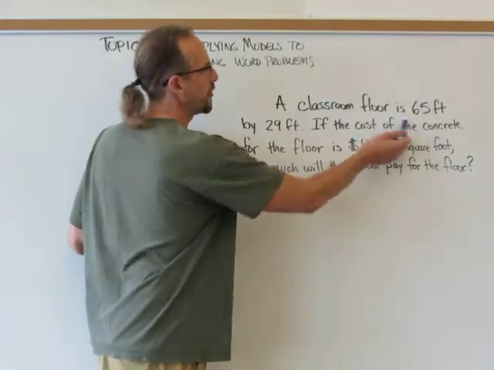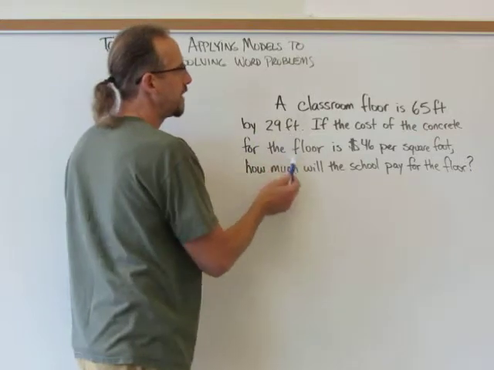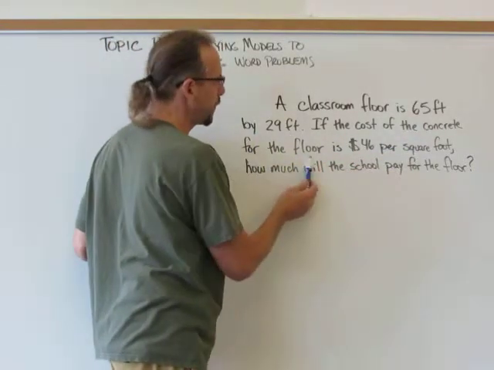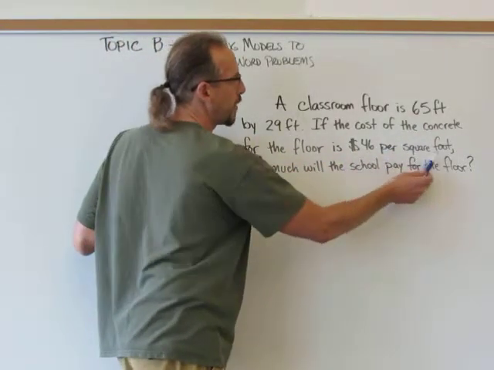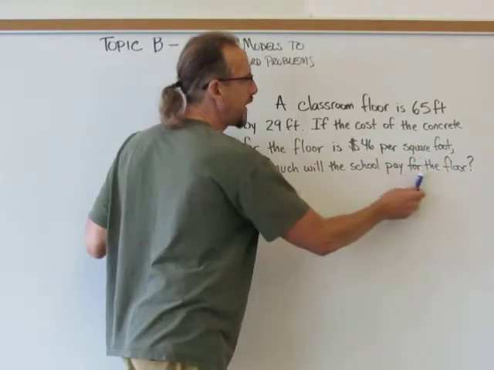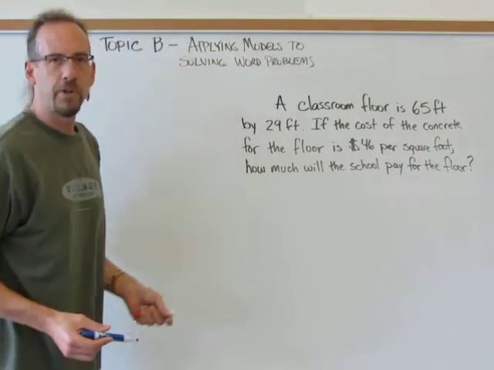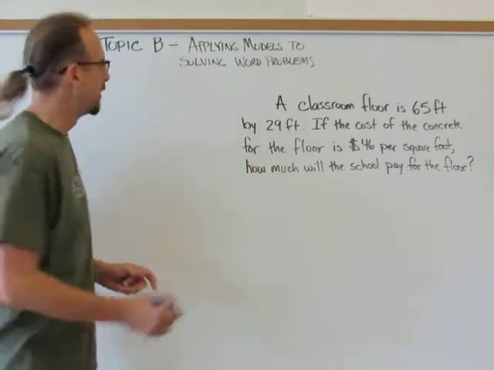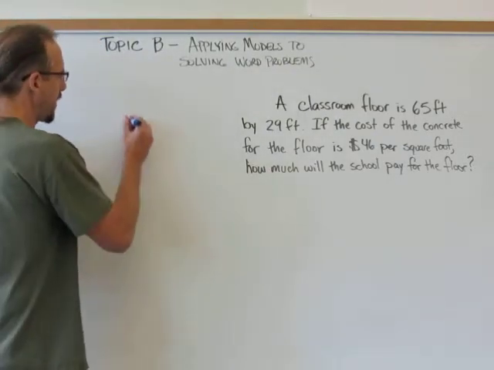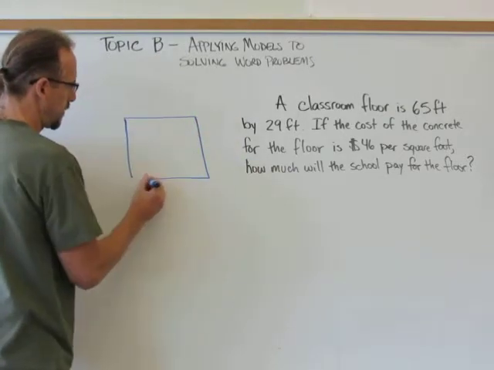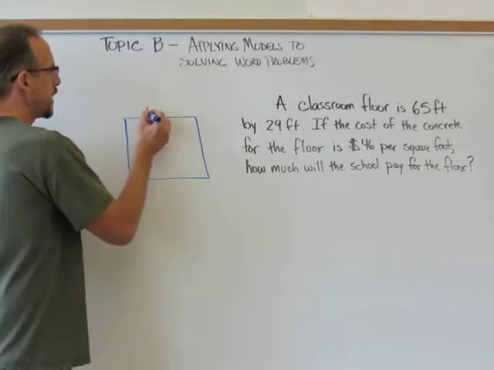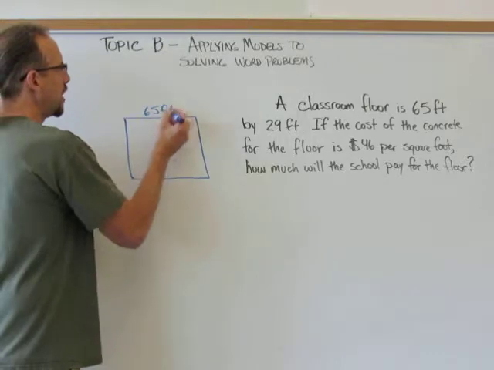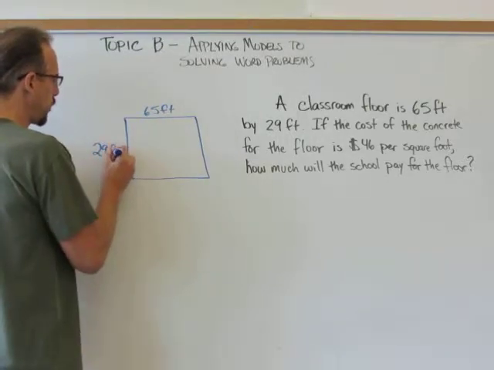A classroom floor is 65 feet by 29 feet. If the cost of the concrete for the floor is $46 per square foot, how much will the school pay for the floor? When kids read this problem, they've got to figure out first how big the floor is. So we're going to make an area model for that. Model the classroom. It'll be 65 feet long. It'll be 29 feet wide.